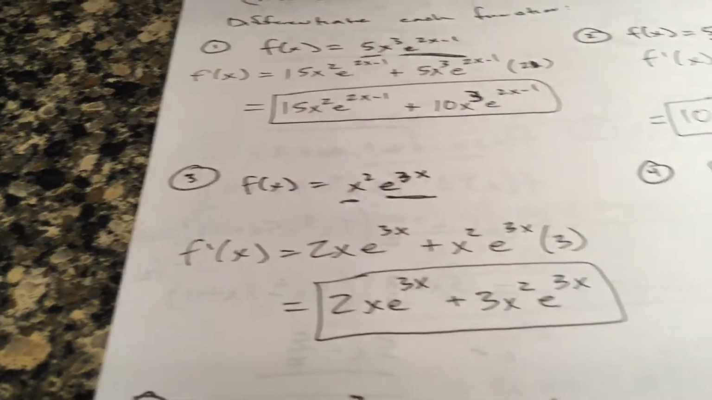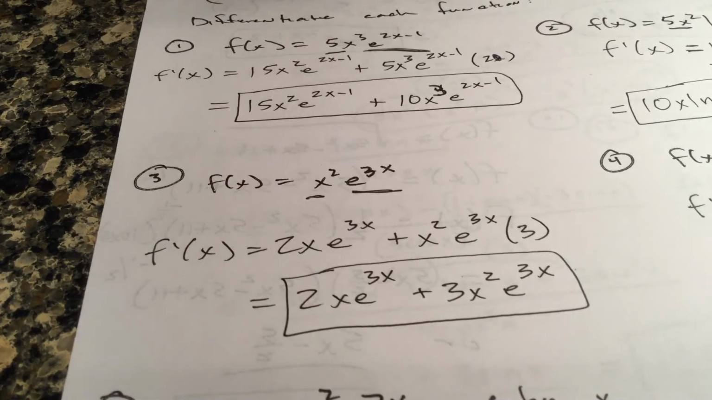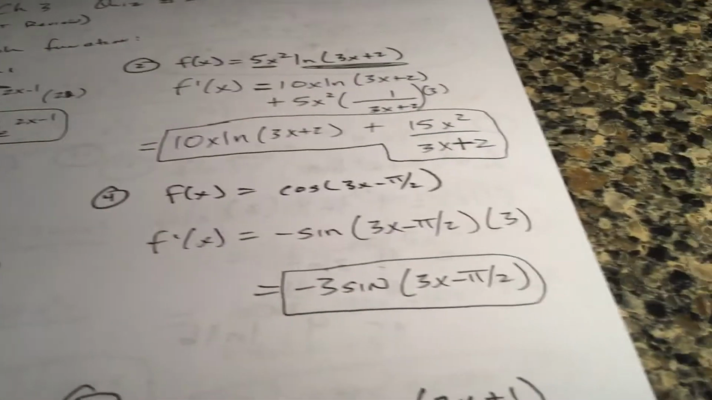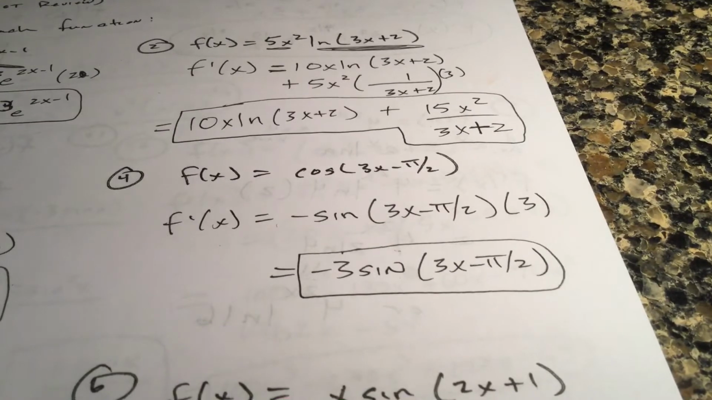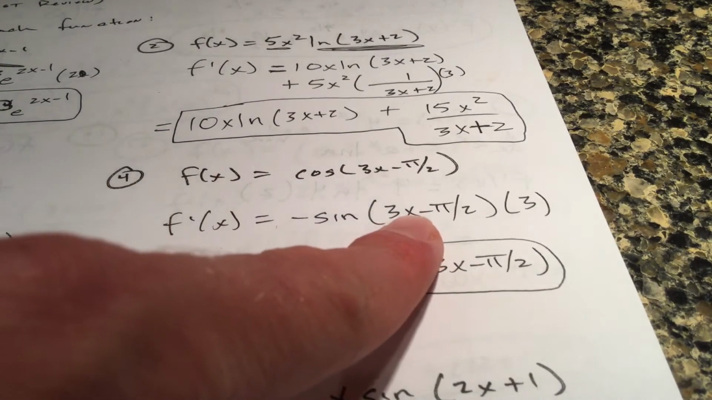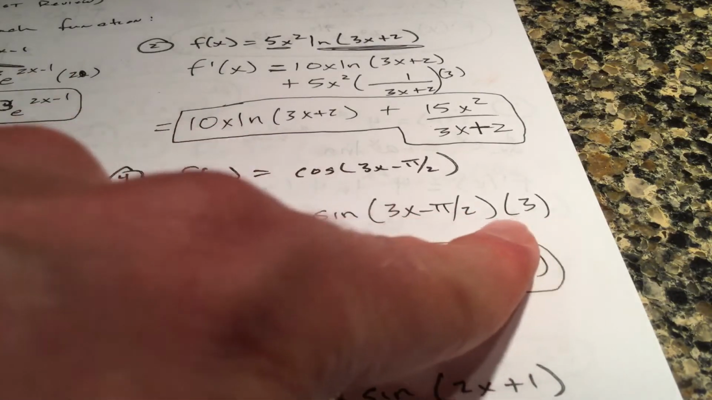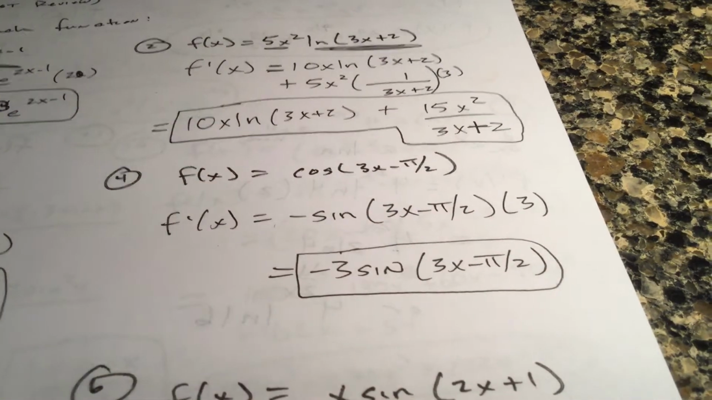Next one here, derivative of the first times the second plus the first times derivative of the second. It's very similar to number 1. You got to use the product rule there. Number 4, just use the chain rule. Derivative of cosine is negative sine, so it's negative sine of u times the derivative of u, which is just 3. Put the 3 on the outside there.